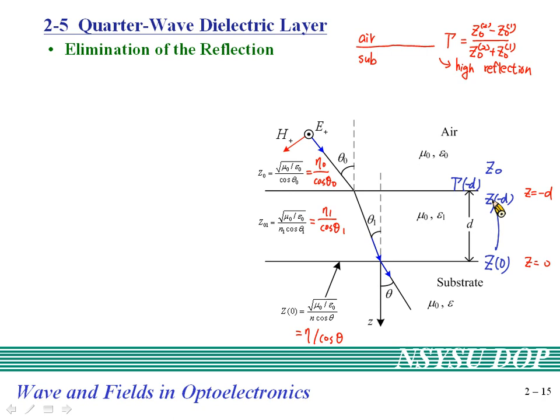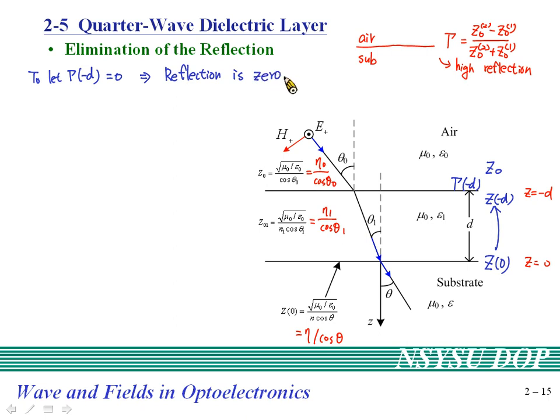In this session, our purpose is to reduce the reflection at this interface. So our goal is to let gamma of minus d be 0. If we can achieve this situation, then the reflection will be 0.